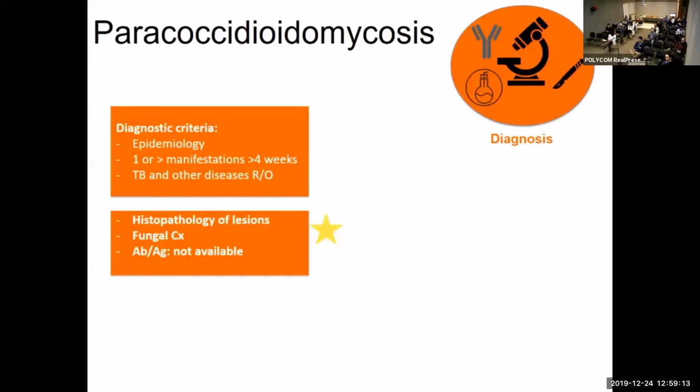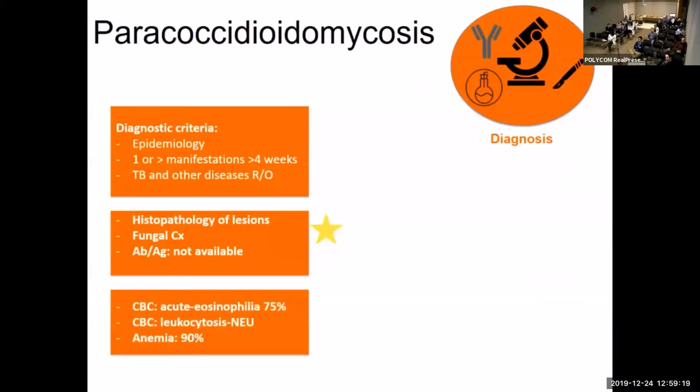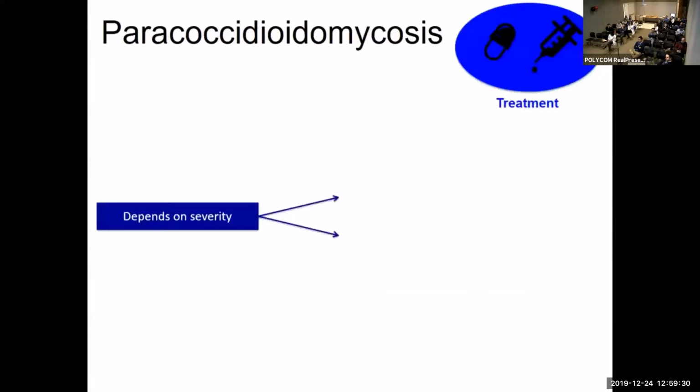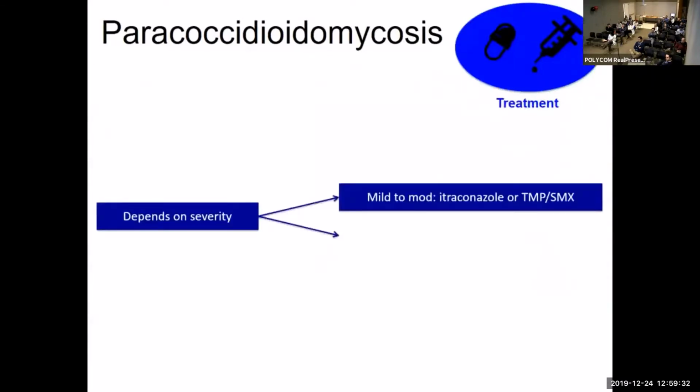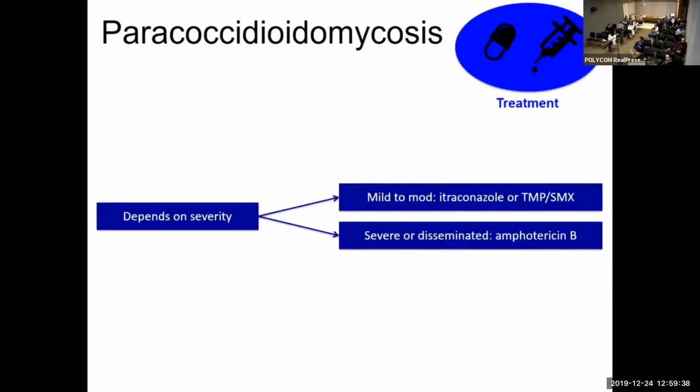The gold standard here is histopathology, and fungal culture usually grows pretty quickly. We don't have antibodies or antigen for this disease. CBC-wise, eosinophilia can be present in acute paracoccidioidomycosis and neutrophilia in the chronic form. Treatment-wise, it depends on the severity. Itraconazole, or Bactrim we can also use, which is a cheaper option for these patients. And for severe disease, the patient needs to get amphotericin.